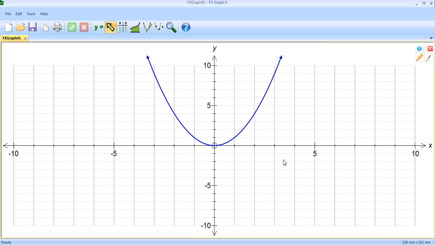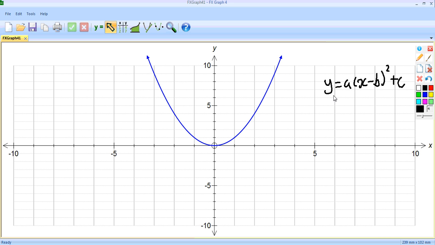We're going to start off with a basic y equals x squared graph here, and this is of the form y equals a into x minus b all squared plus c. And we're going to look at what each of those things do, what the a does and what the b does and what the c does.